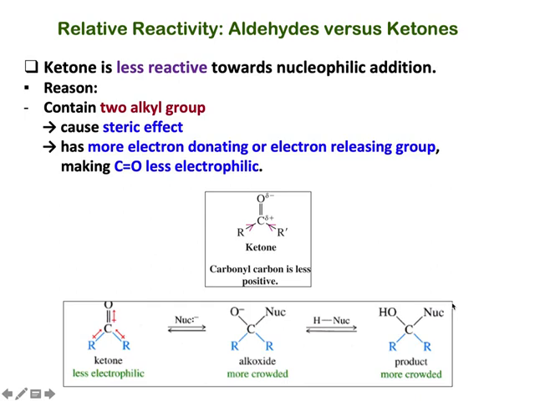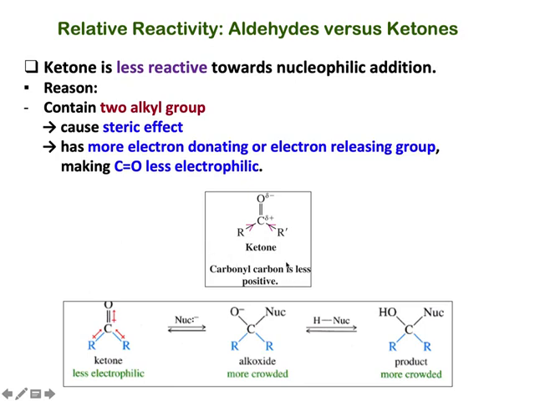Okay, so now look at this one. For ketone, we know that the ketone is less reactive towards the nucleophilic addition. In the mechanism of nucleophilic addition involving aldehyde and ketone, the reaction is more favorable with aldehyde compared to ketone. The reason, first, is that there are two alkyl groups, so the steric effect is very strong, and with more electron donating or electron releasing groups, the C double bond O becomes less electrophilic.